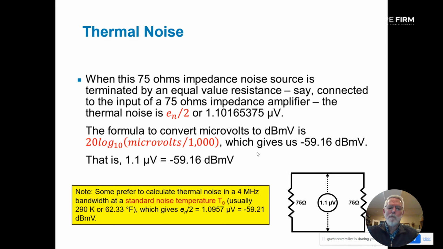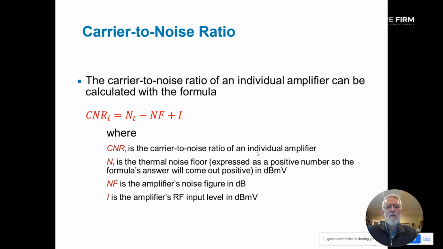Now, in a perfect world, this would be your thermal noise floor if you had a perfect amplifier that had a 75 ohm output impedance terminated to a perfect 75 ohm terminator, correct? That's basically how we would interpret this. It is, but this number that we've just calculated, the minus 59.16 dBmV, we're going to use that with a perfect amplifier and a real world amplifier. Okay. That's the important point. So it's going to really be applicable to either one or both.